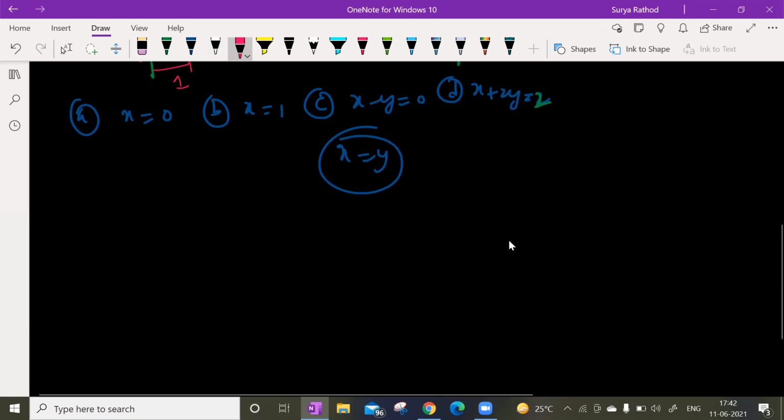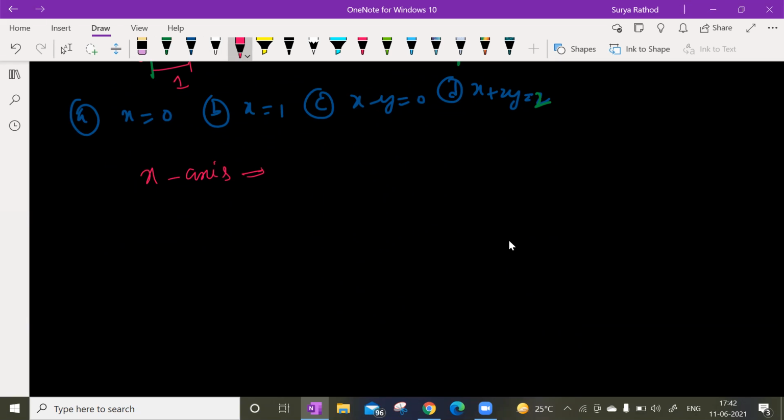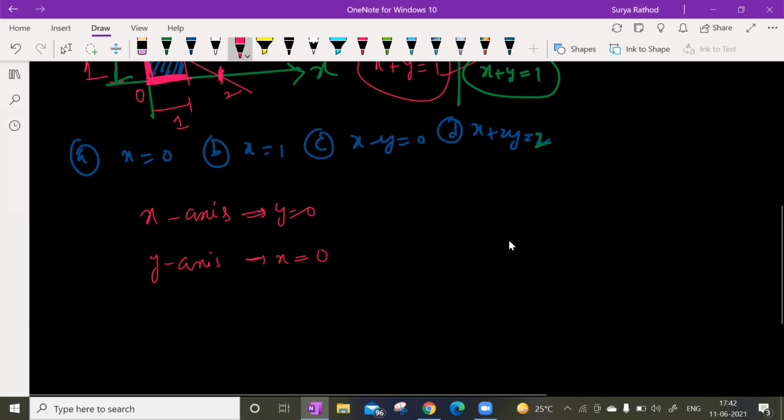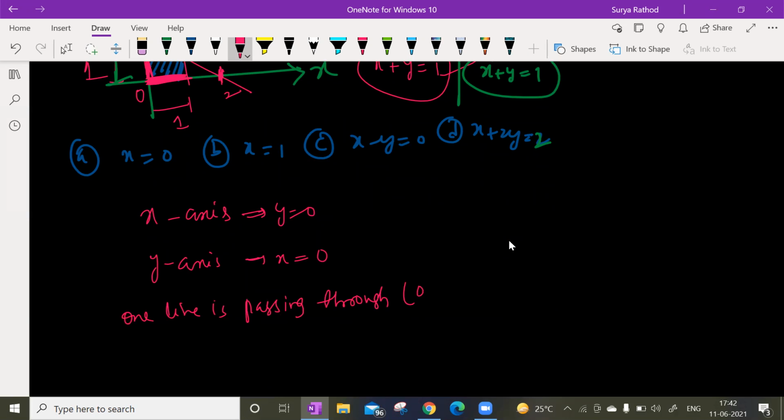Sir, x is 0 and y is equal. One second. I understood. Language of the question. Look at it. First of all, what is my x-axis here? On x-axis, y value will be 0. On y-axis, x value is going to be 0. So now one line is passing through 0, 1. And what is the equation given?